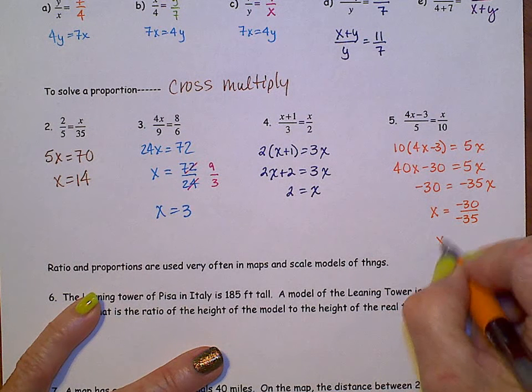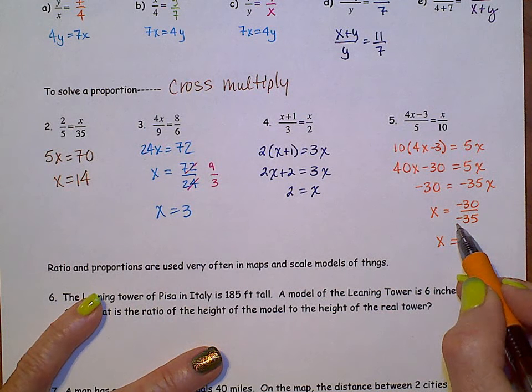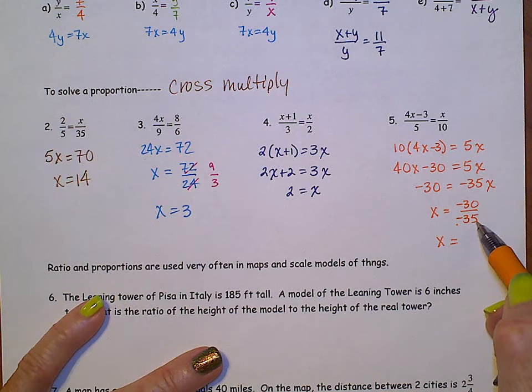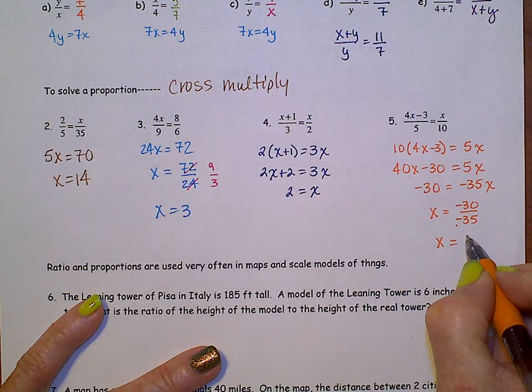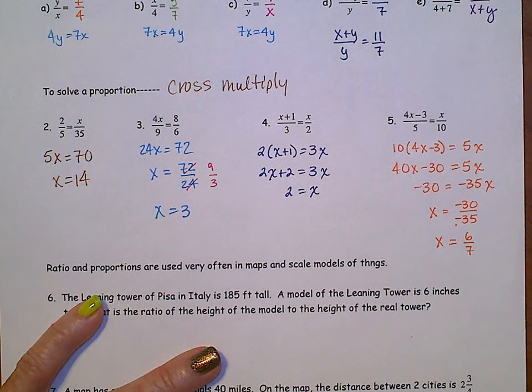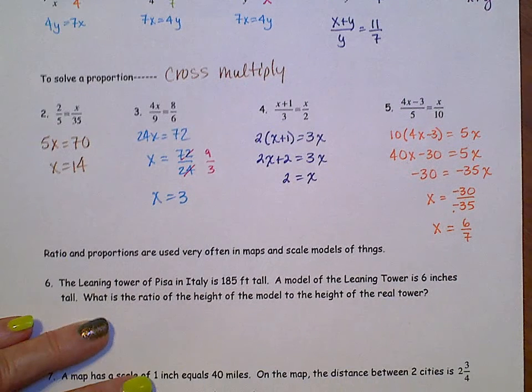Simplify this. Well, the negatives are going to turn the answer to positive. And then can you find something that goes into 30 and 35 evenly? Yep, 5. So this simplifies down to be a positive 6/7. And that's it right there. Done. That should look very familiar to you from algebra in terms of that cross multiplying to solve that.